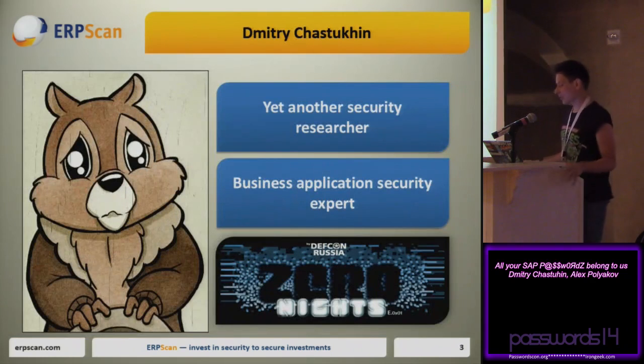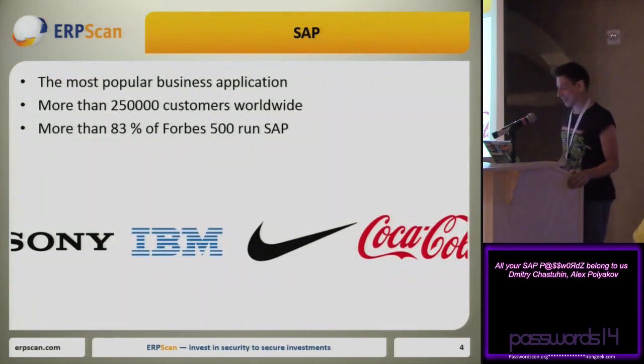A little bit about me. I have a difficult surname. I work in the field of information security and in particular business application security. What's more, I and my friends are the organizers of a hardcore security conference in Russia. It's called Zero Nights, so if you want to visit Russia, you're welcome. And of course, I want to apologize for my very bad English. But by the way, I will try to describe the slides.